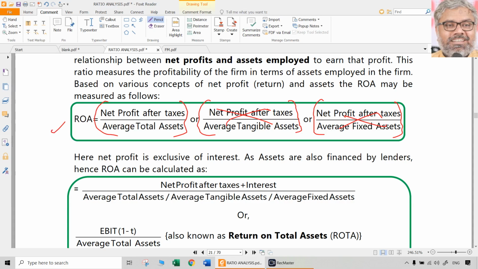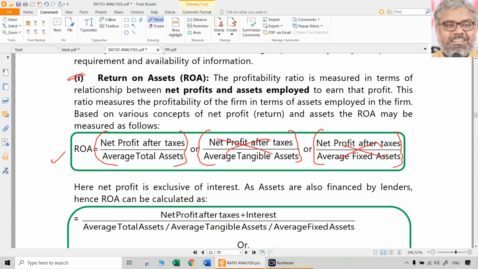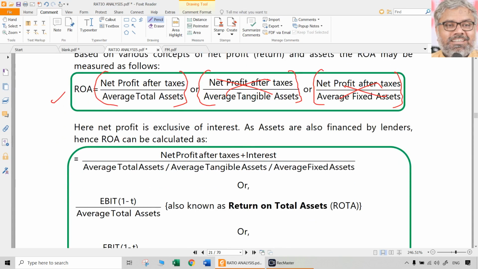Assets means total assets. When nothing is mentioned, assets means total assets. So simple logic, return on assets means net profit by total assets. That is the formula normally used. Why am I saying normally? Because in any particular question, a different formula may be asked to be used.